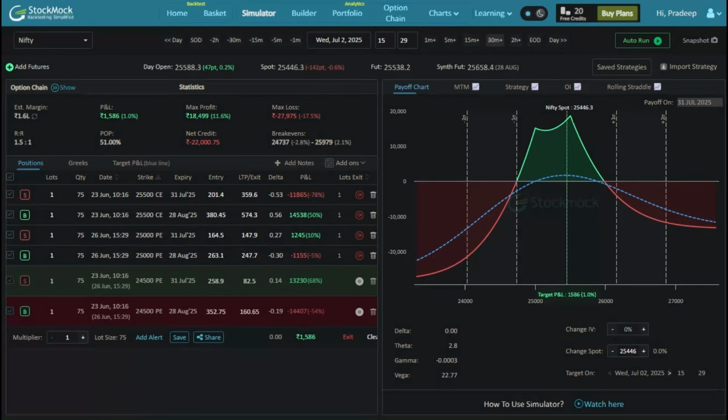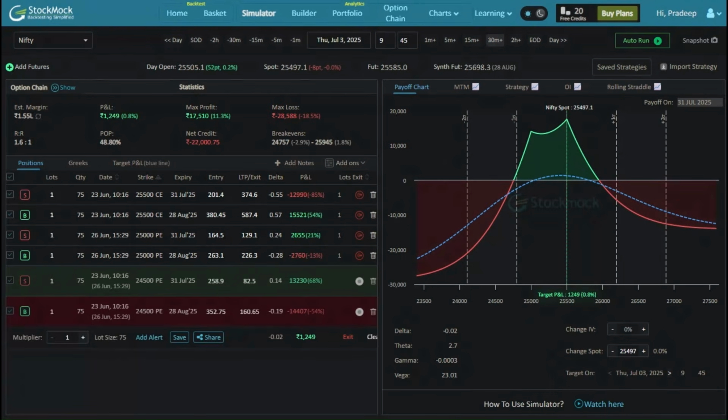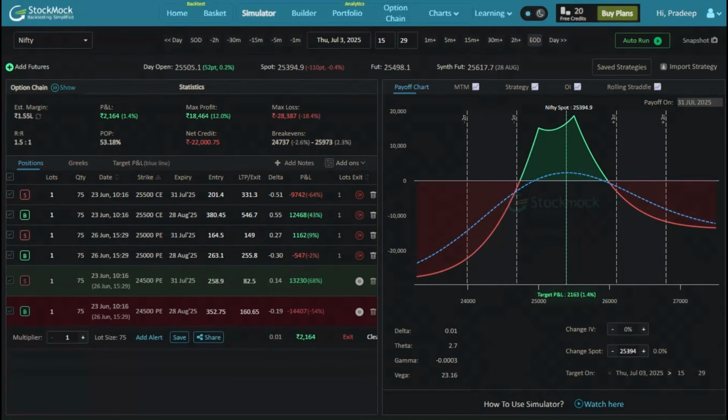Next day, let us see. I'm waiting to see whether I need to do an adjustment. No. 3rd July, 9:45, no adjustment, still okay. End of day, let us see. Oh, it is coming back to the center of the payoff diagram. Nothing to be done. Now I'm making 1.4%.